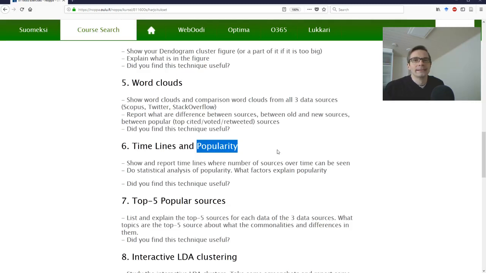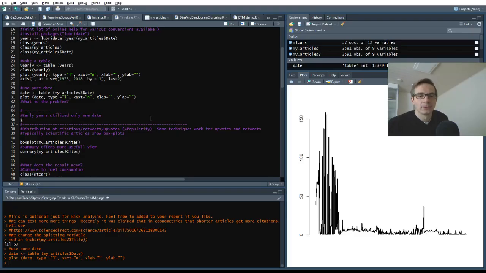Welcome back. Now we will look at how to do statistical analysis of popularity. Okay, so I'm back at RStudio and we are in the file timeline.r.